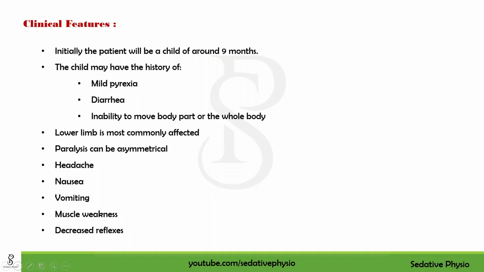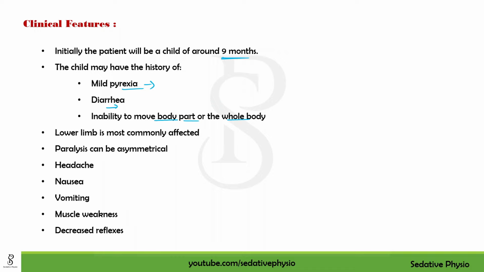So if we talk about the clinical features, initially the patient will be a child of around 9 months. When the patient comes to the pediatrician or any other doctor, the child's age will be around 9 months, and hence the child will not be able to speak his or her complaint. So the mother of the child will explain some history, like mild pyrexia, as I have already told you that some grade of fever can be seen, diarrhea, inability to move a body part or the whole body. So these three histories can be seen in the patient with poliomyelitis in the initial stage.